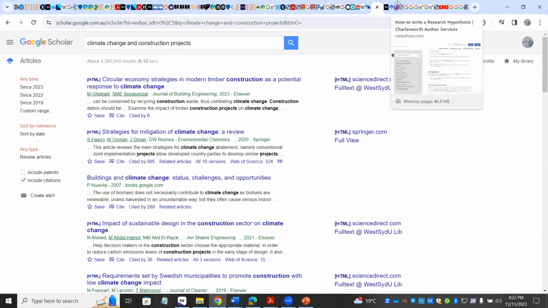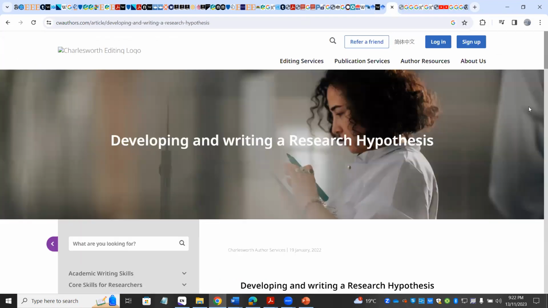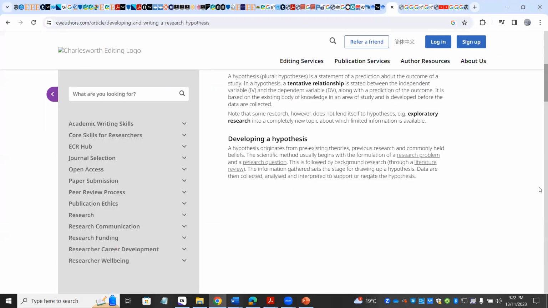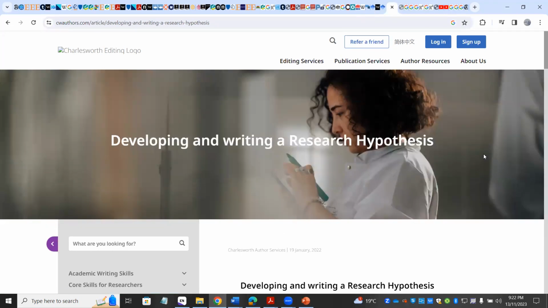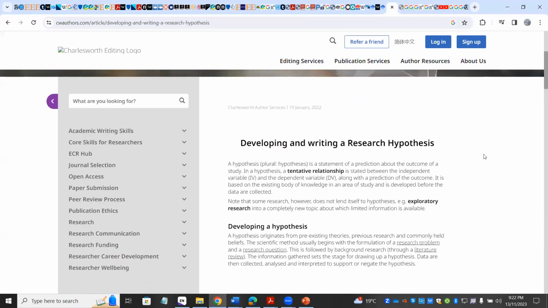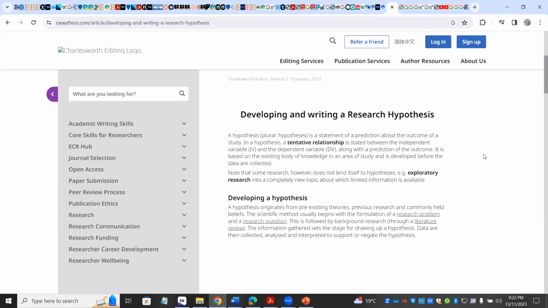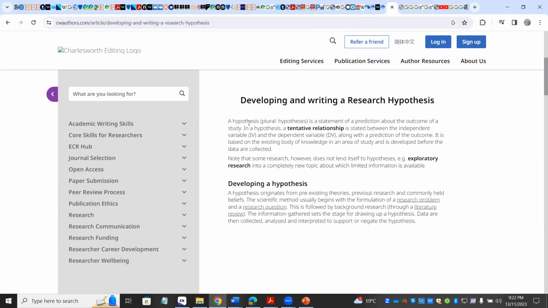But before that, I want to take you through some steps. I saw something online which I thought is very important. You can go through it so that you have an idea. This is taken from a website called cwauthors.com, and this is how they explain hypothesis. A hypothesis, the singular of hypotheses, is a statement of prediction about the outcome of a study. In a hypothesis, a tentative relationship is stated between the independent variable and the dependent variable.